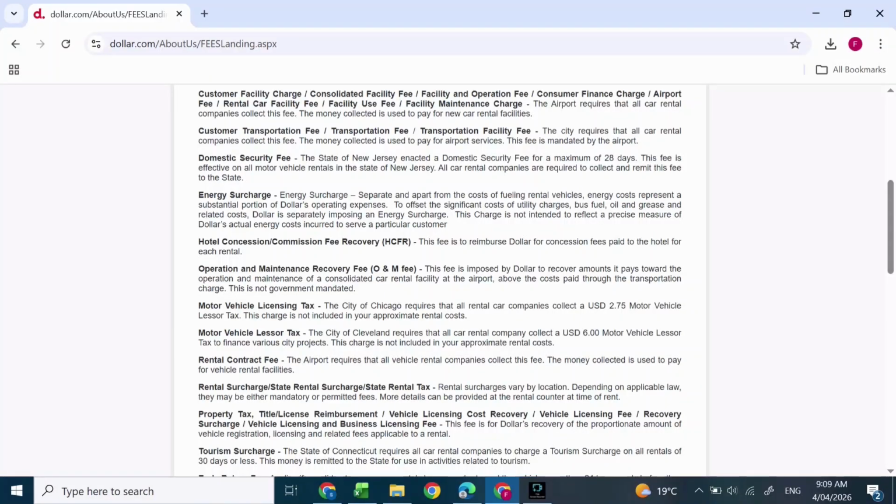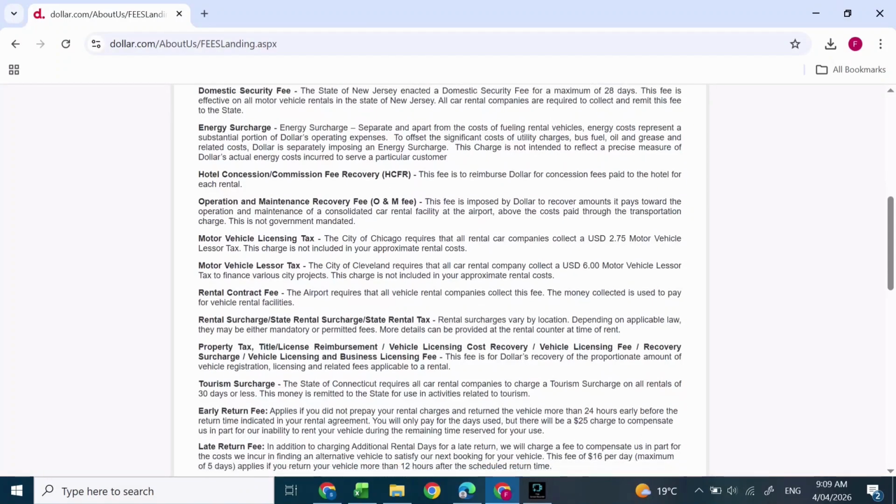You'll also find the rental contract fee. The airport requires all vehicle rental companies to collect this fee. This money collected is used to pay for vehicle rental facilities.